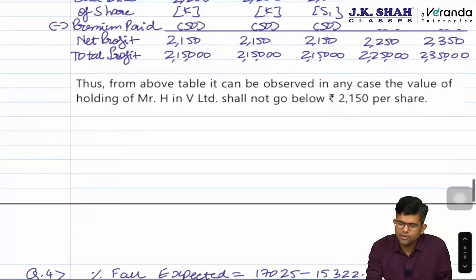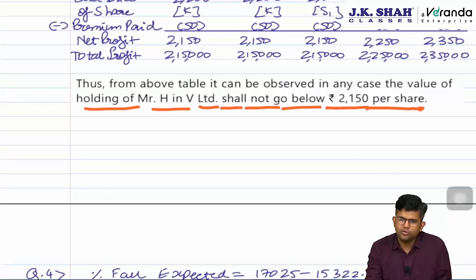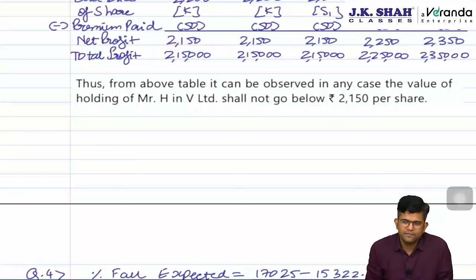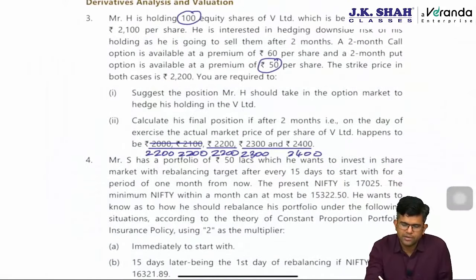Thus, from the above table, it can be observed that in any case the value of the holding of Mr. H in V Limited shall not go below 2150 per share. Actually 2200, but considering 50 rupees premium, 2150. Everyone clear with this? So with that we complete the discussion to question number 3.